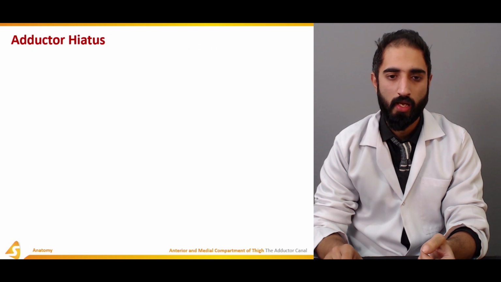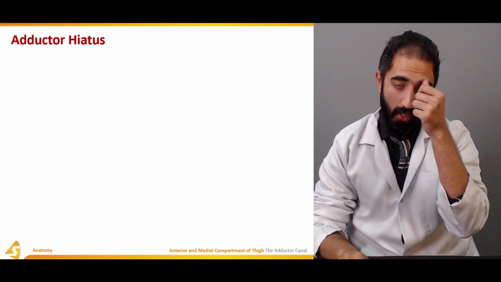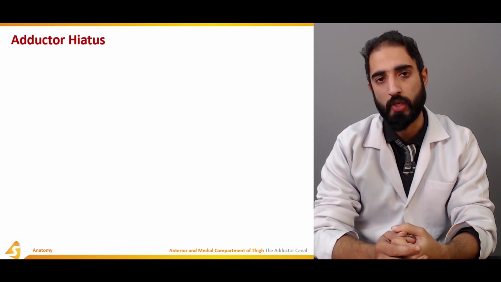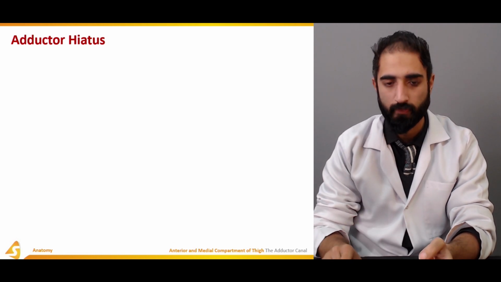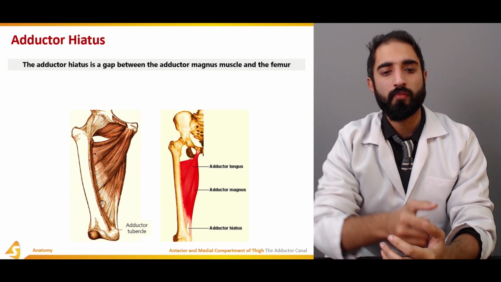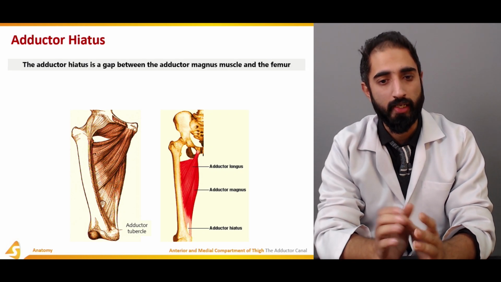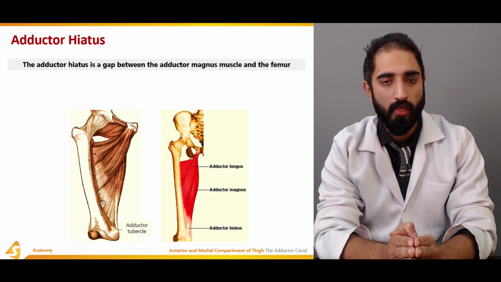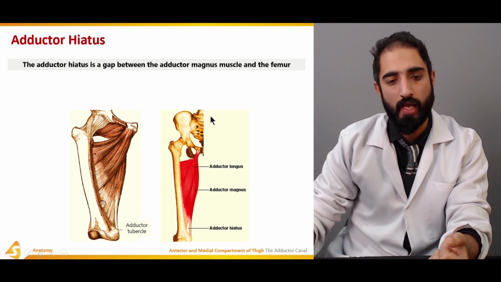canal. So let's start off with the adductor hiatus because it is important to understand what the adductor hiatus is so that we can move on to the adductor canal. The adductor hiatus is a gap between the adductor magnus muscle and the femur. To visualize this, let's take a look at these two pictures.